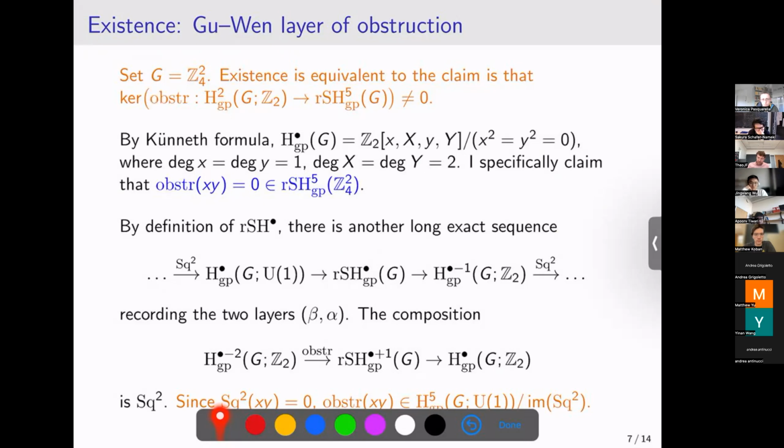Well, again, restricted supercohomology itself has 2 layers. And so I can write down a top layer and a bottom layer. I mean, I can write down the bottom layer, in this case, the Gu-Wen layer. And here's Wen chiming in with some more details.